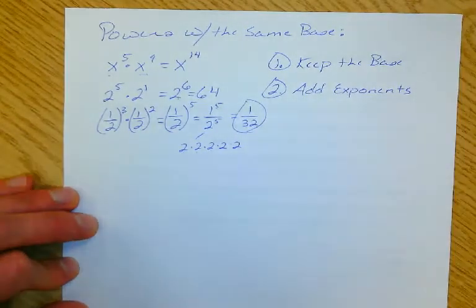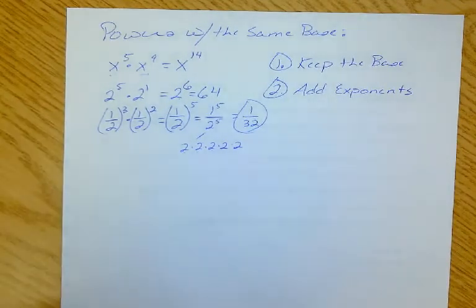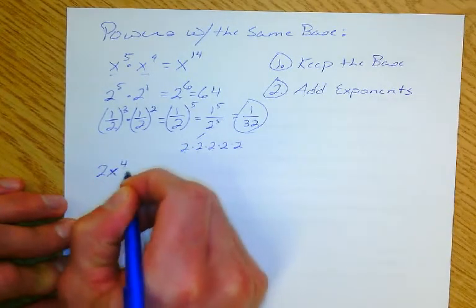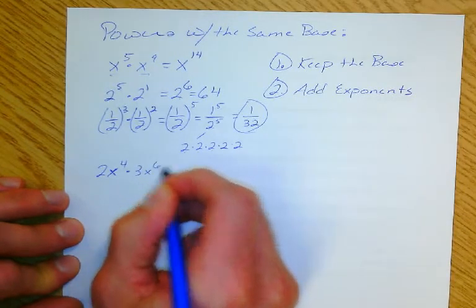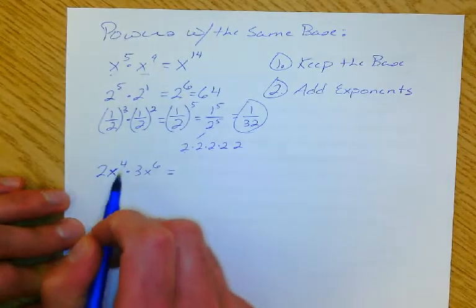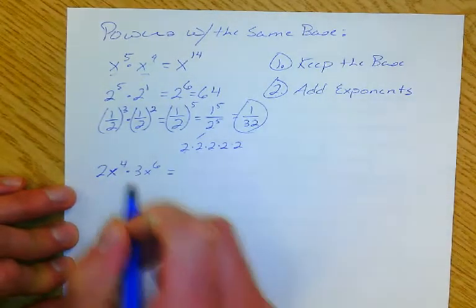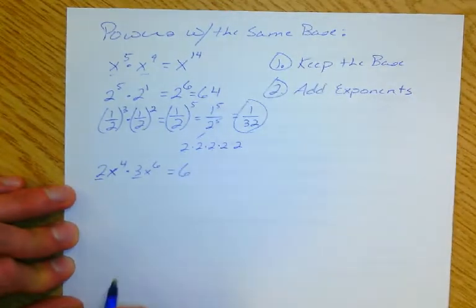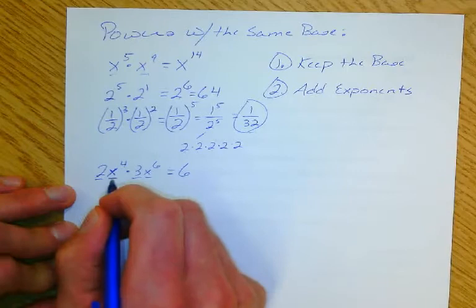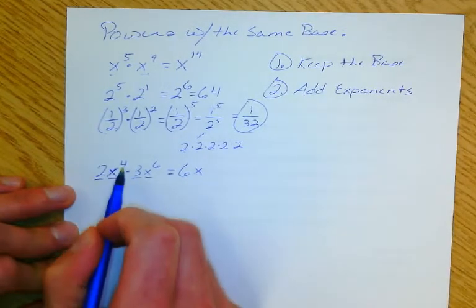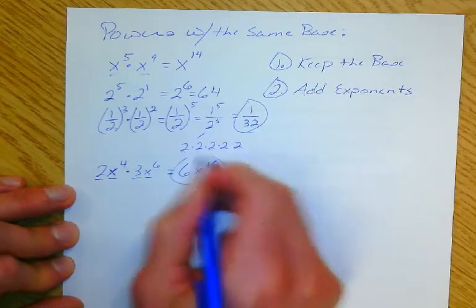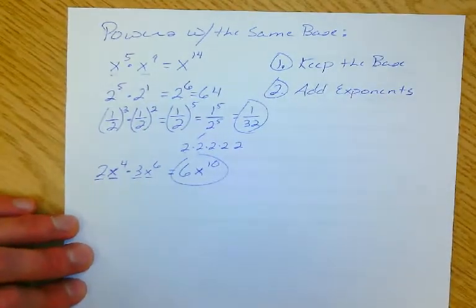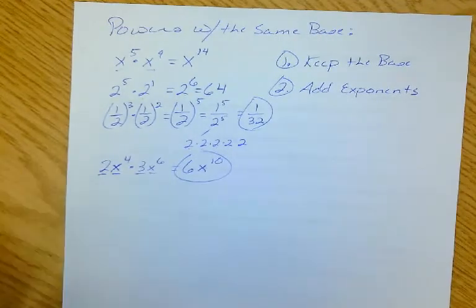Now, you might also get into the case where we have some products that we need to multiply together. Say we have 2x to the 4th times 3x to the 6th. We're going to use the commutative and associative property of multiplication to group our 2 and our 3 together, so 2 times 3 is 6. Then we're going to group our variables together. We have a common base of x. We keep the base the same. We add exponents. 4 plus 6 is 10. So our product there is 6x to the 10th power. If you follow these two steps, you'll be in good shape. Keep the base the same, add the exponents. Be careful when you have negative bases as well.